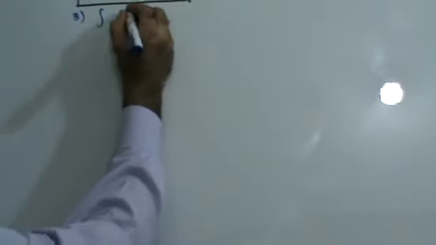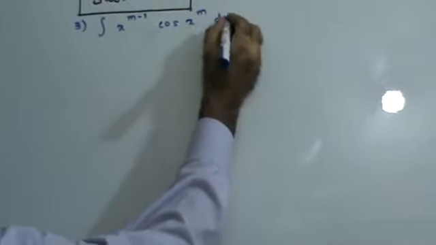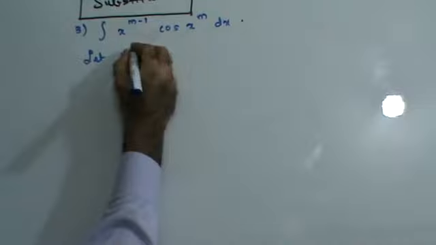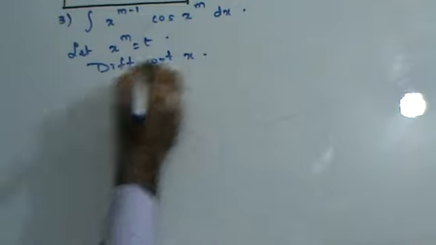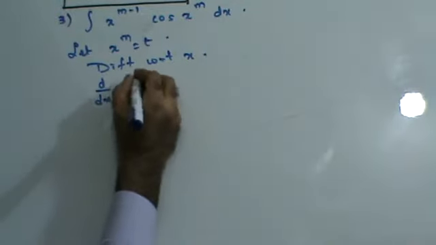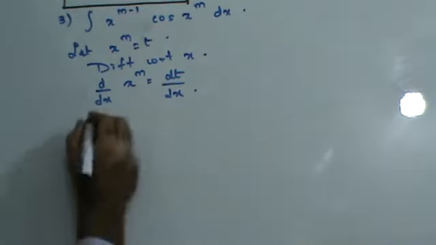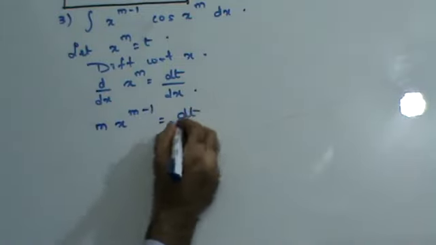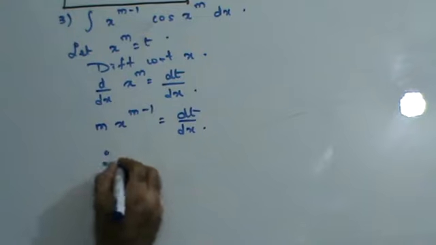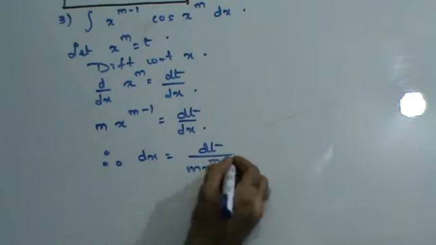Integral of x raised to m minus 1 cos x raised to m dx. Right? Let's see this. You will say let x raised to m be equal to t. Differentiate with respect to x. If I differentiate with respect to x, I will get d by dx of x raised to m is dt by dx. I will be using the formula d by dx of x raised to n. That will be m x raised to m minus 1 is dt by dx. Therefore, you can say that dx is nothing but dt upon m x raised to m minus 1.